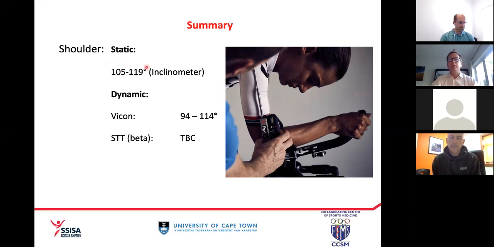In world tour level cyclists in very aggressive positions, we see up to this sort of higher range of close to 120 degrees. Dynamically, you can measure shoulder flexion with Vicon, and there we see a 94 to 114 degree range. But using other systems, because they have fewer markers and because the interpretation of the different segments is not clear, I would say we need to be wary of using them, and we can confirm at a later stage what we are actually measuring there and how we should interpret that.